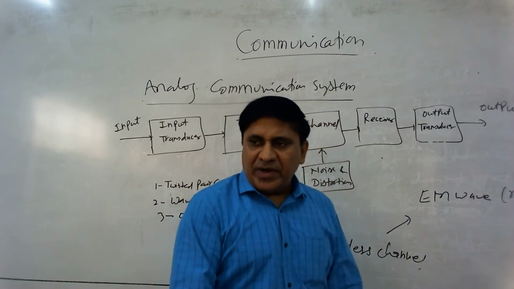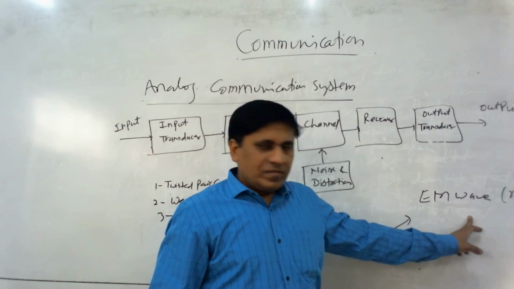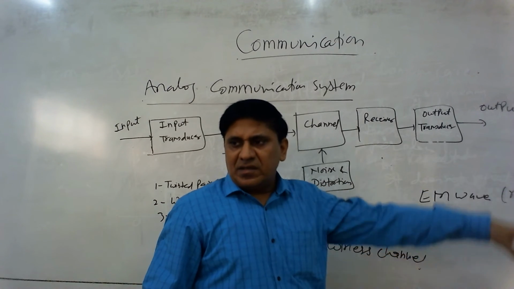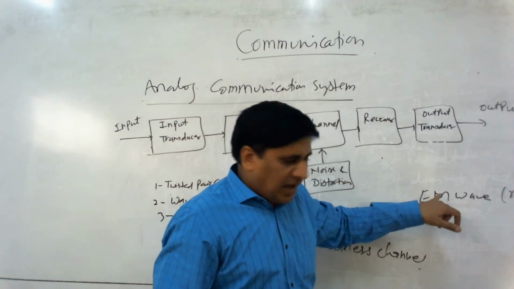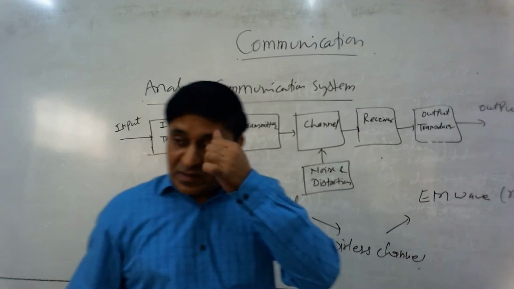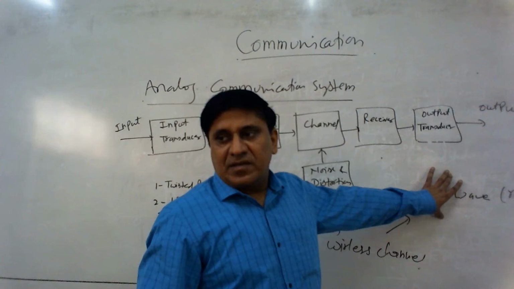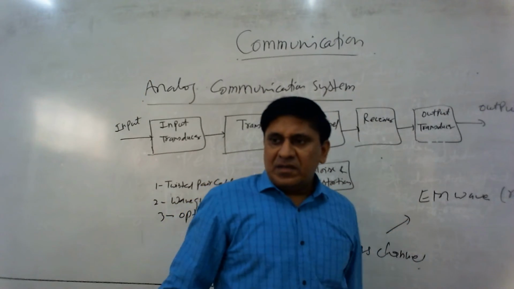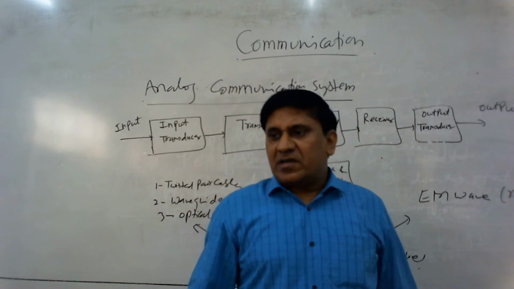An EM wave has two components. First is the electric field component, second is the magnetic field component. The electric field component and magnetic field component are perpendicular to each other, and this wave is transverse in nature. That is, it oscillates in a direction which is perpendicular to the direction of propagation.